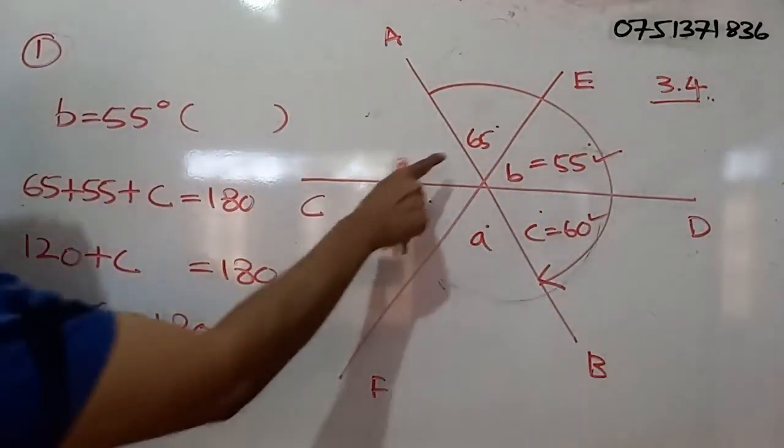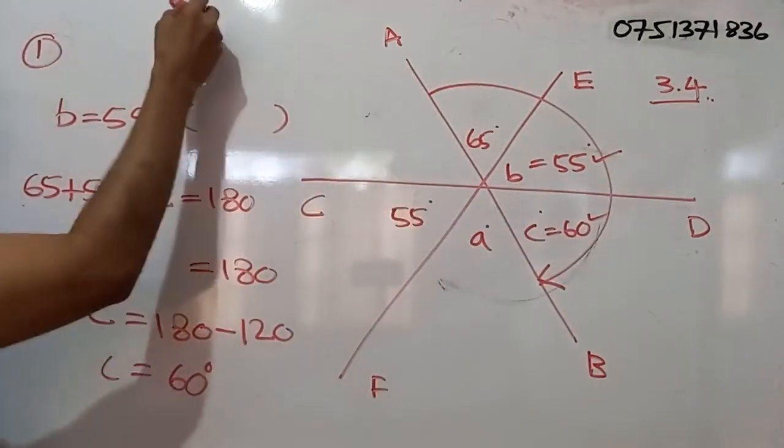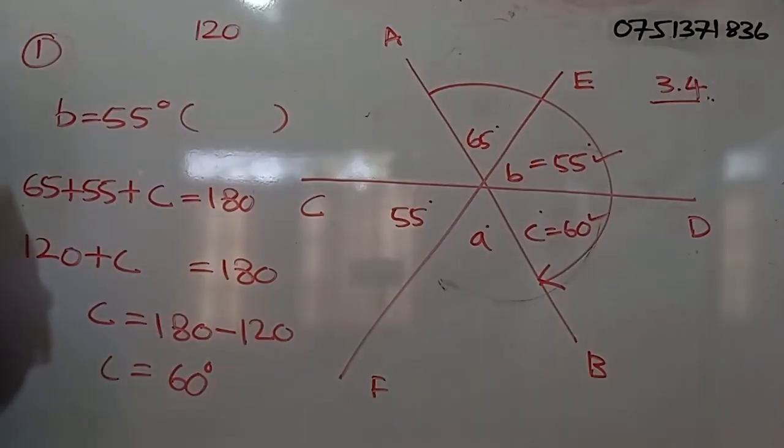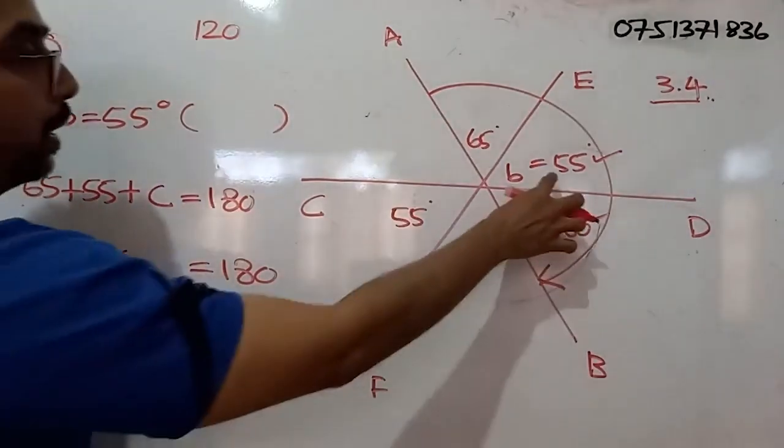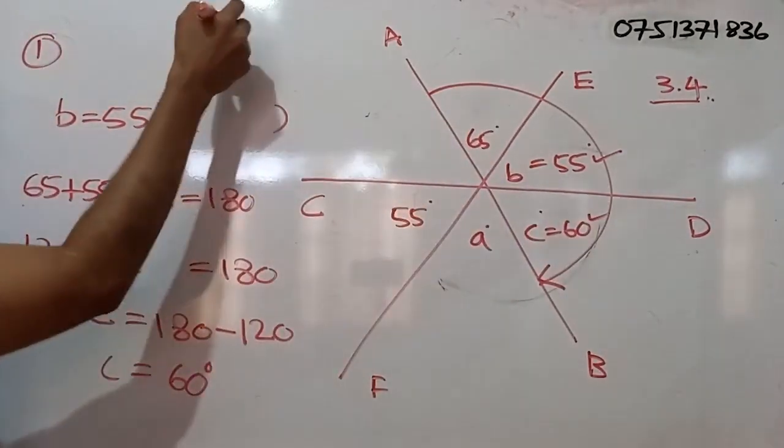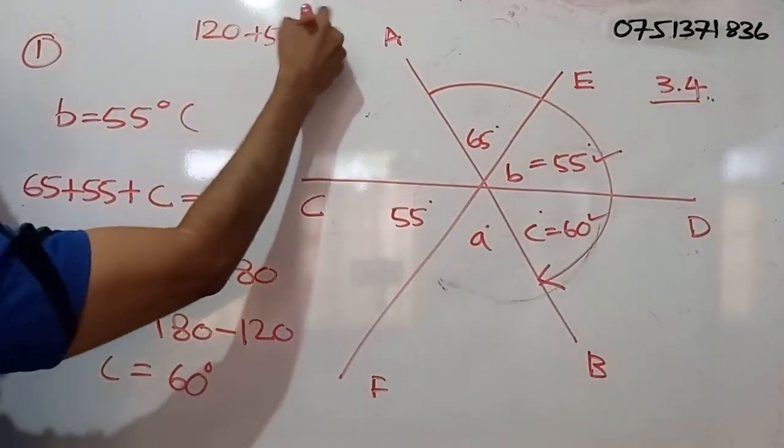Right? So 60 plus 60, we know that is 120. Then 50 we take here. So 120 plus 50, that is what?